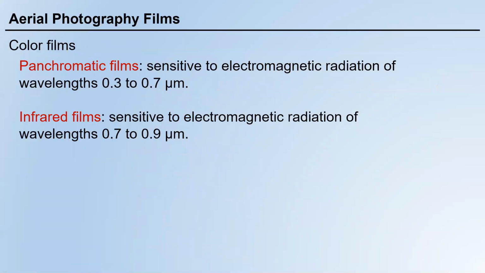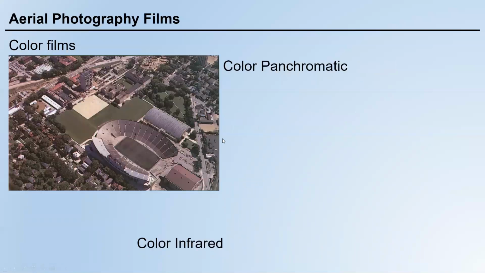Okay, let's make it more complex. Now let's talk about color films. There are also panchromatic color films. They are sensitive to EMR within visible range, right? Infrared color films, similarly to infrared black and white films, are sensitive to near infrared energy, 0.7 to 0.9 micrometers. So examples here, right?